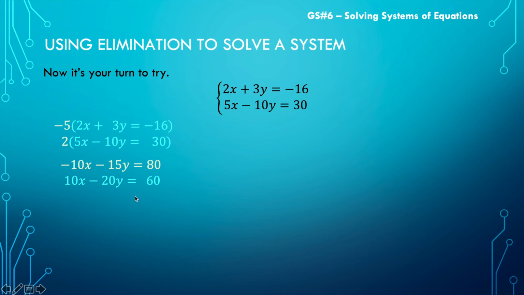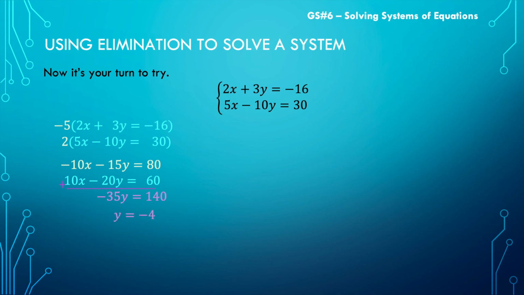And the bottom equation becomes positive 10x minus 20y is equal to 60. Notice I have two terms with x's lined up right on top of each other, and one is positive while the other is negative. So that means I'm going to go ahead and add them together, which is going to eliminate them. And I am going to be left with a very simple equation of negative 35y is equal to 140. Dividing out the negative 35 will give me y is equal to negative 4.